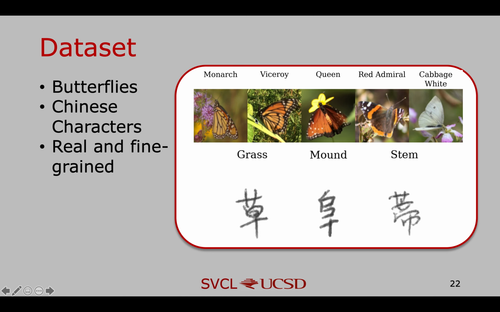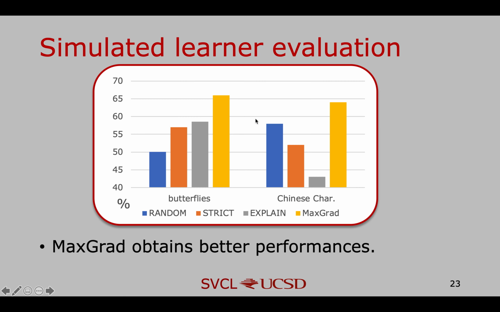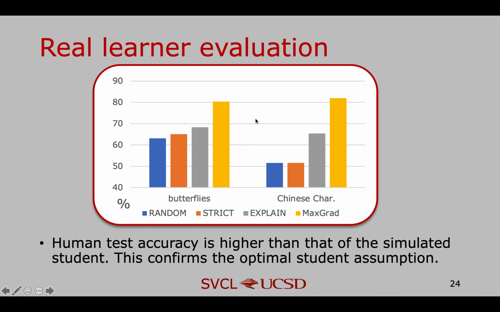We evaluate our method on two benchmarks. We first evaluate on simulated students, where networks are used as students. After teaching the students with 20 images, our MaxGrad can reach higher testing accuracy, for example, about 65% on butterflies. When the students are real humans, we also got better performance, about 80% on butterflies, higher than 65% on simulated students. This also comes from the optimal student assumption.